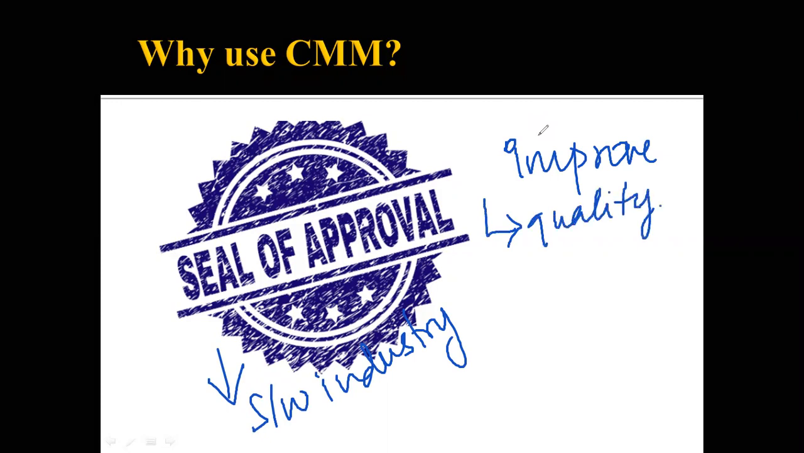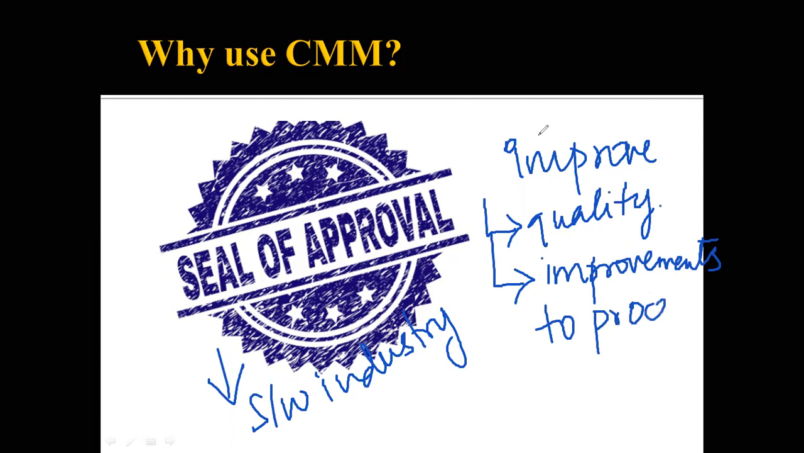It is also going to add many improvements to the entire process that you're following. So we are using the CMMI model because it acts as a seal of approval for many software industries, and it is also going to improve the quality of the software, and the process, the steps that you're following to implement the software.